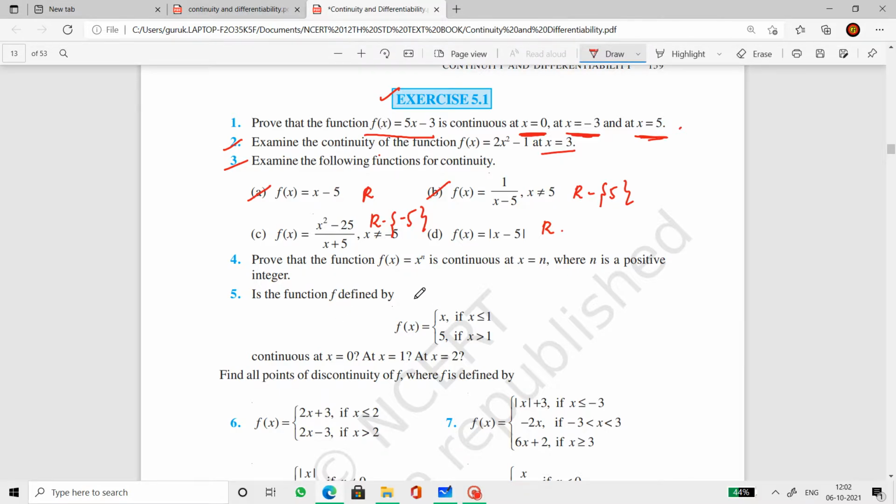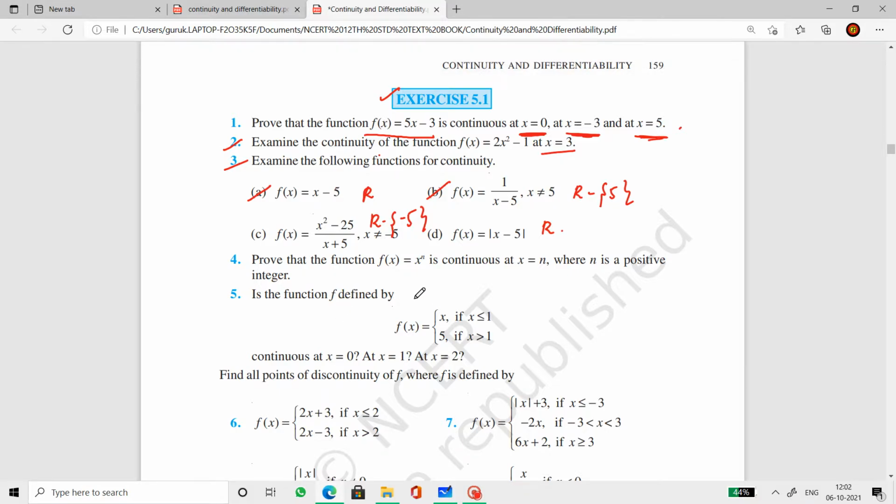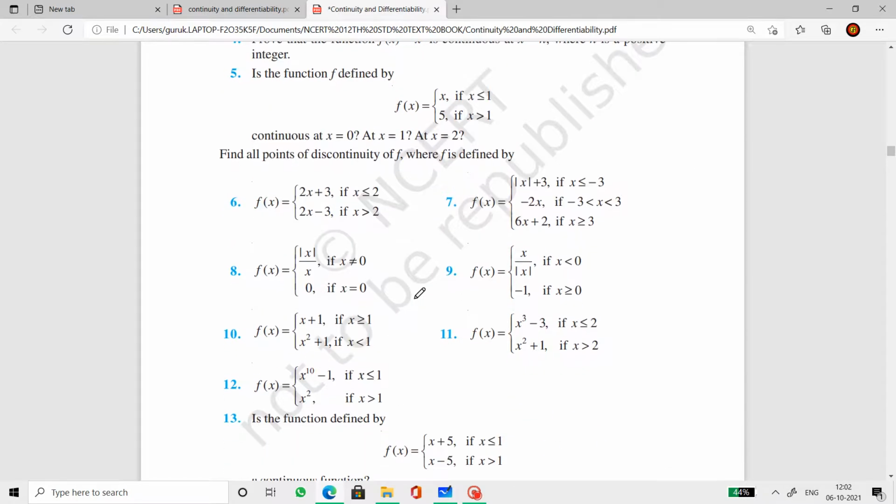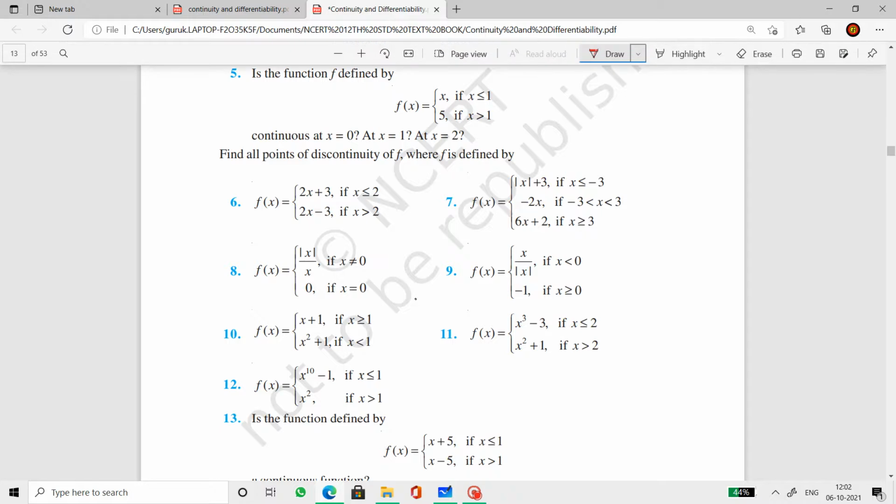Now, that is how we do the third question as well as the fourth question. Now, coming to the fifth question. Is the function f of x defined as x when it's less than or equal to 1 and 5 when it is greater than 1? Here a critical point is given in the question. So the critical point is 1.